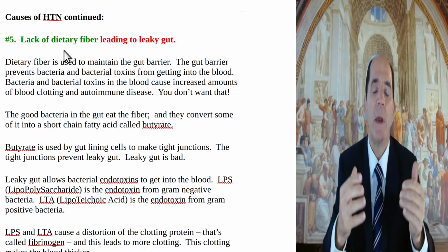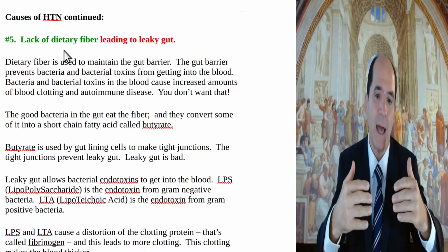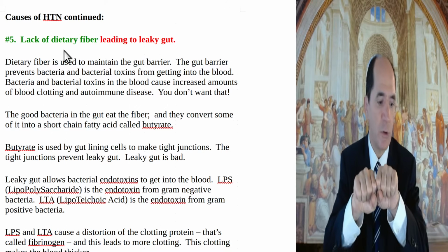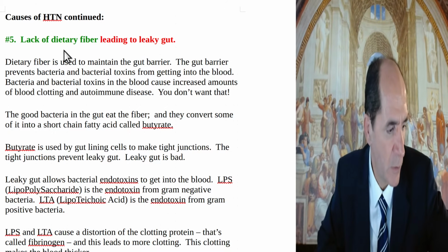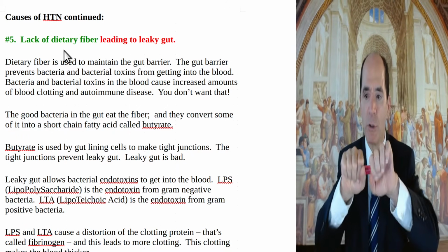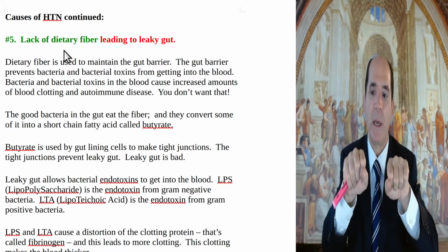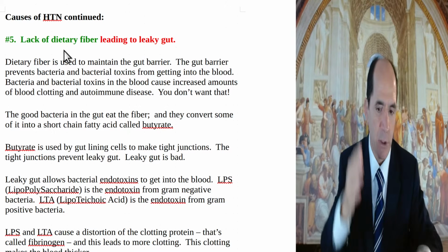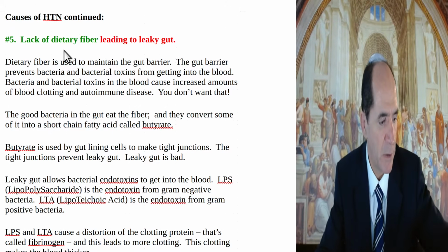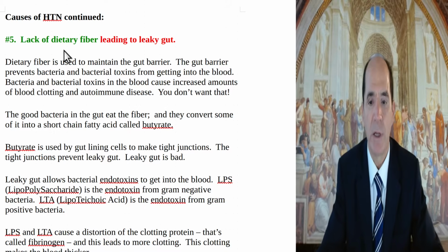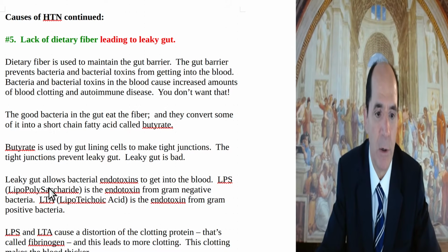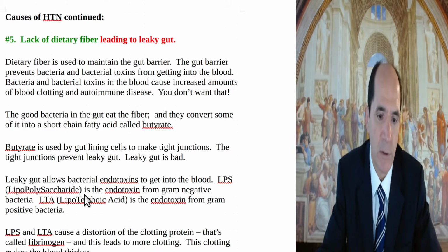And the butyrate is used then by the enterocytes, the gut lining cells, to make tight junctions. So there'll be cells, and in between the cells, there'll be a tight junction so that nothing can pass across that. If you don't have the fiber, you get a gap in that space, and then bacterial endotoxins can get across that space. And the bacterial endotoxins are LPS, lipopolysaccharide, the endotoxin for gram-negative bacteria. LTA, lipoteichoic acid, is the endotoxin from gram-positive bacteria.